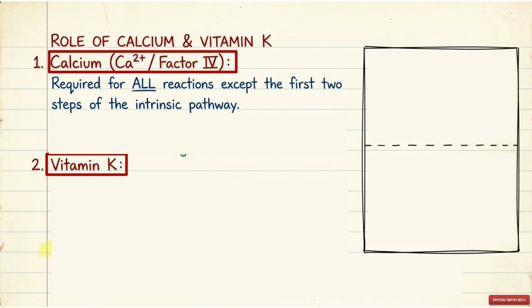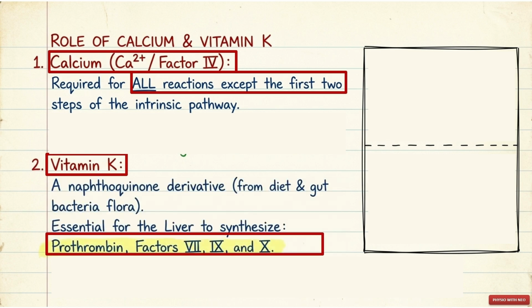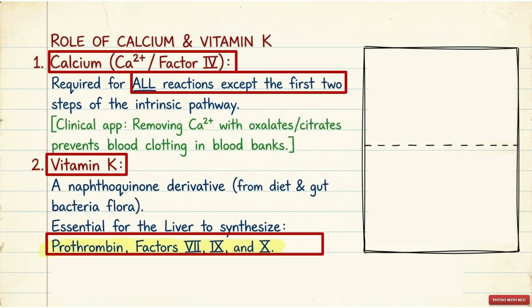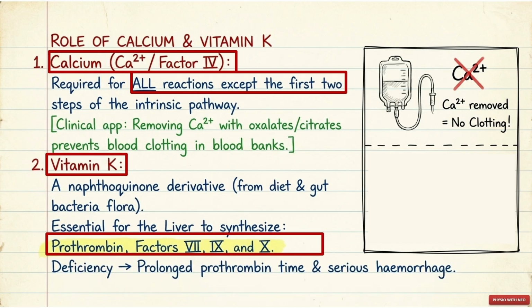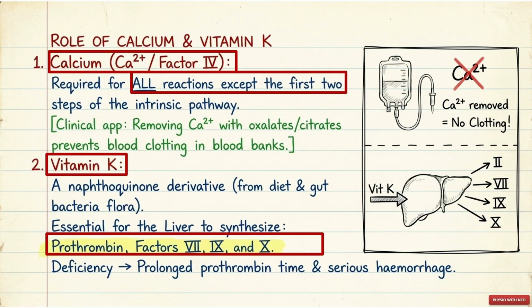Calcium is required for all reactions except the first 2 steps of the intrinsic pathway, whereas vitamin K is required for the liver to synthesize factors 2, 7, 9 and 10. In relation to calcium and vitamin K, 2 clinical aspects are important to write. First, removing calcium with oxalate and citrate prevents blood clotting in blood banks, whereas deficiency of vitamin K causes deficiency of factors 2, 7, 9 and 10, in turn prolonging the prothrombin time and causing serious hemorrhage.